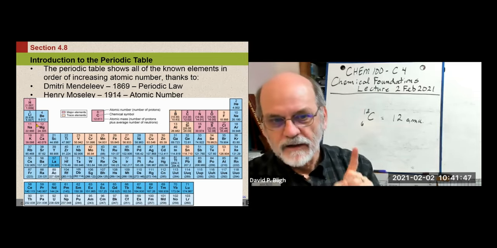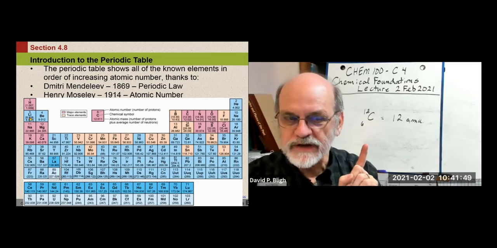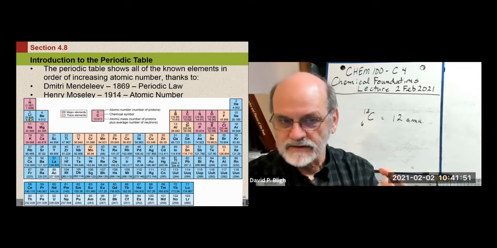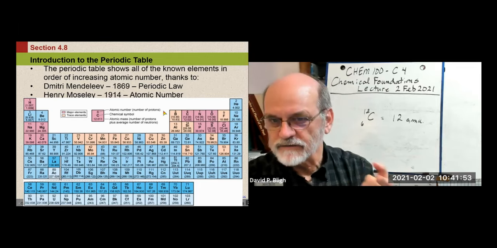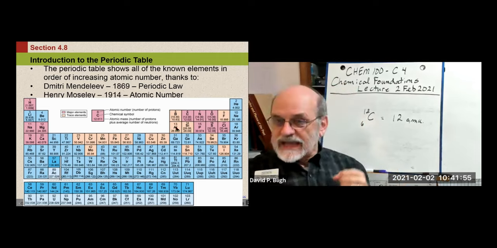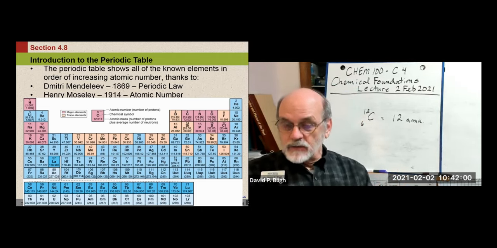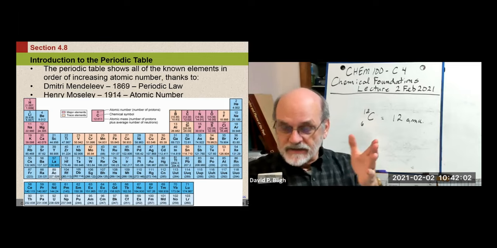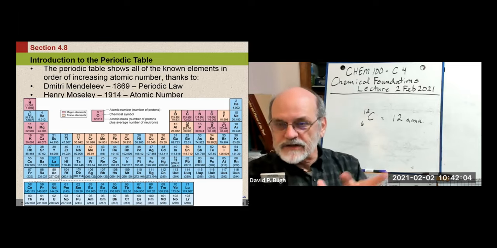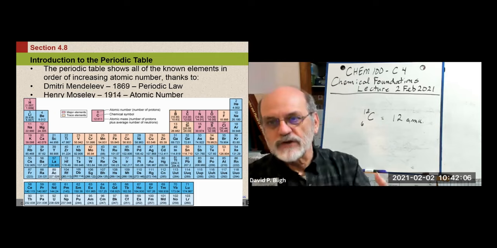So he said, okay, this one has a whole number multiplier of 3, and it has that mass. So I put the 3 there, and the 4 there, and the 5 there. So he independently confirmed that the reason he was getting that multiplier was because these different elements had different atomic numbers, different protons.